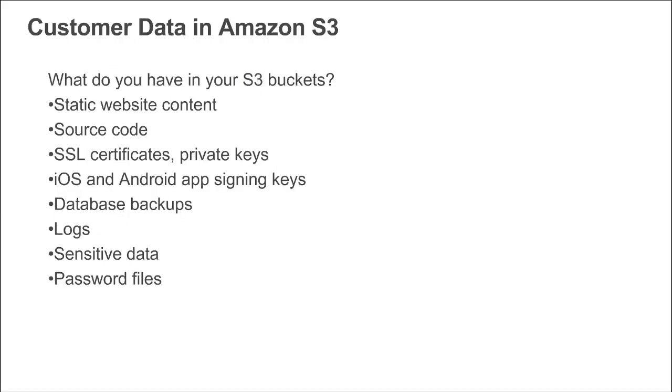Now let's talk about what types of data customers are storing in their Amazon S3 buckets. Typically, you'll find S3 to host static website content, your source code, SSL certificates, private keys, your iOS and Android apps, their database backups, logs, sensitive data, as well as password files. So as you can see, there is really a wide variety of content that you can store in Amazon S3. So it's really critical to safeguard your buckets and the content within it.